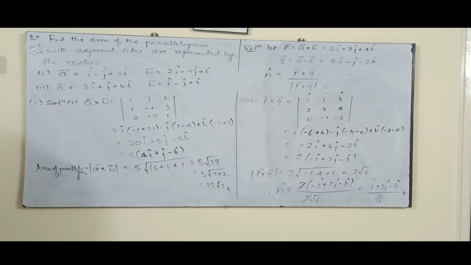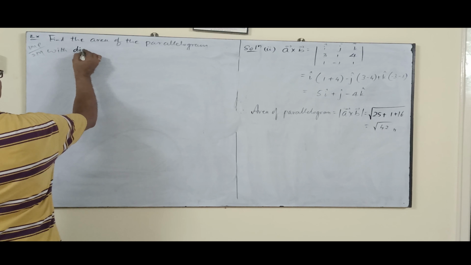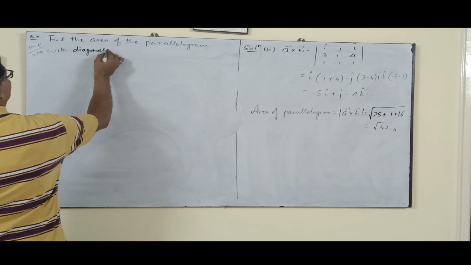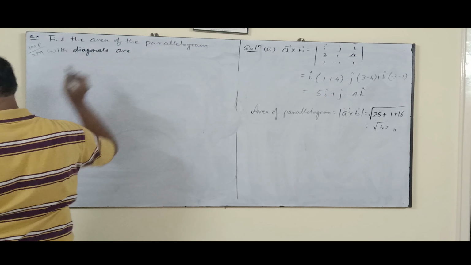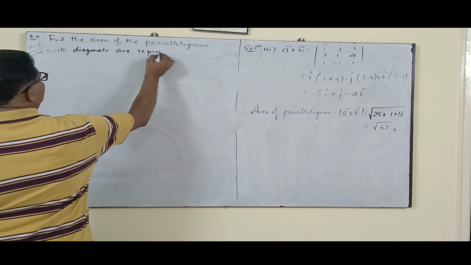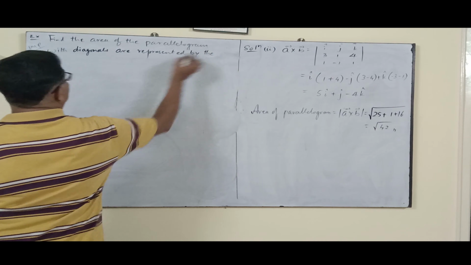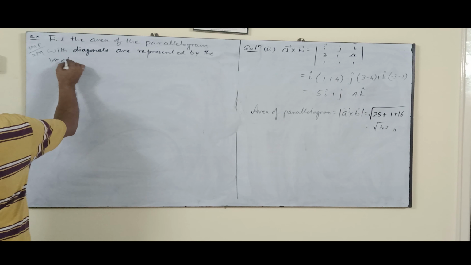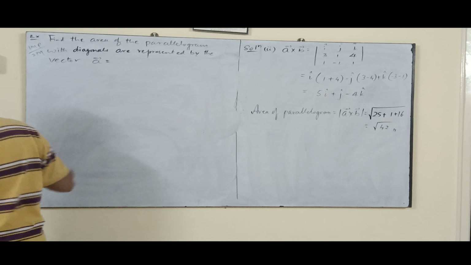Okay. Similarly, the second one is the same thing. Find the area of a parallelogram when the two diagonals are given. Again, two more questions. The diagonals are represented by the vector A equal to 3i plus j minus 2.